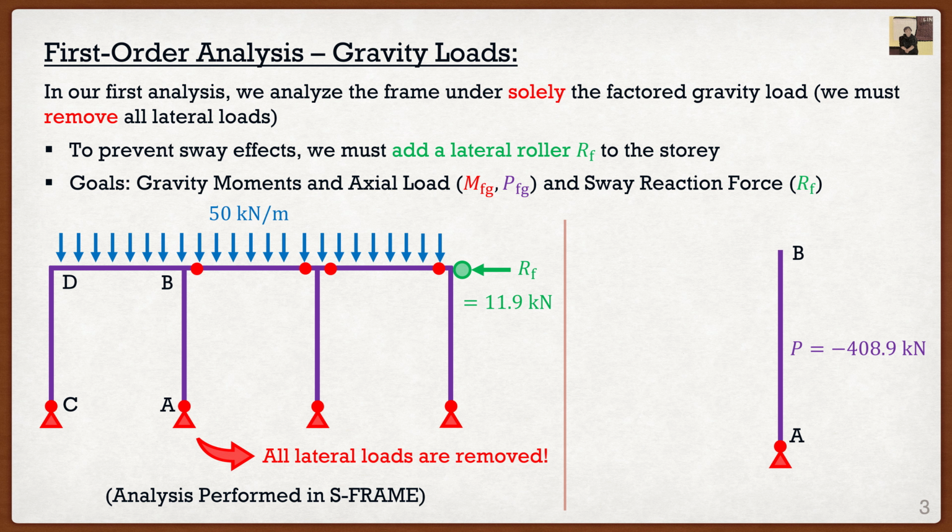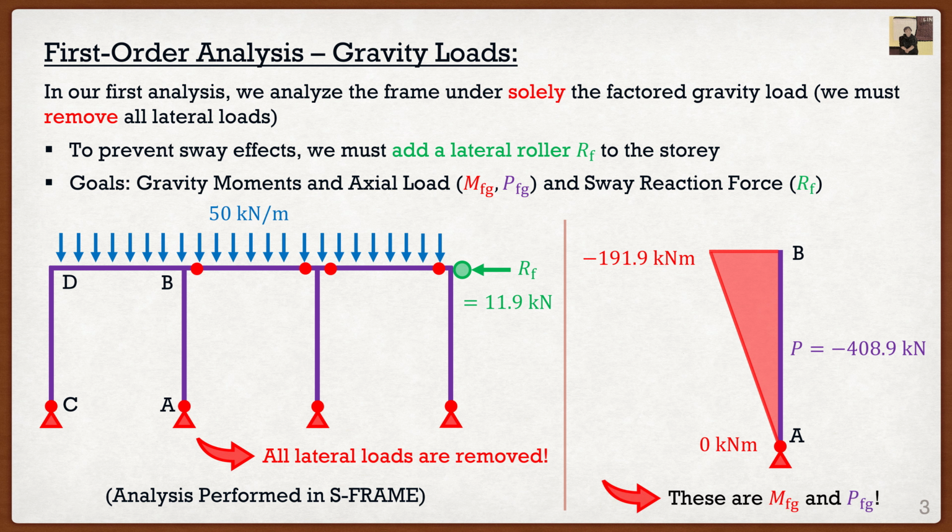In addition, S-frame also showed me the moment profile, which is linear at the bottom, starting from 0 and going up to negative 191.9 kilonewton meters. The most important thing, tip, trick, whatever you want to call it, I can give you for these examples, is always pay very close attention to the signs. So notice here that our axial load is in compression and our moment is negative.